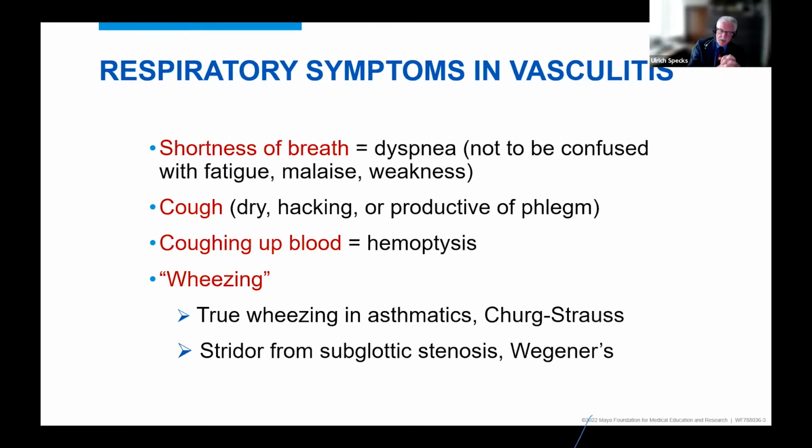Second most frequent symptom of the respiratory system that is related by patients is cough. And cough can be dry or hacking or not producing any phlegm, or it can be productive of phlegm, and then we ask you about the color and the amount, et cetera, because that can tell us something about the nature and the origin of the cough.